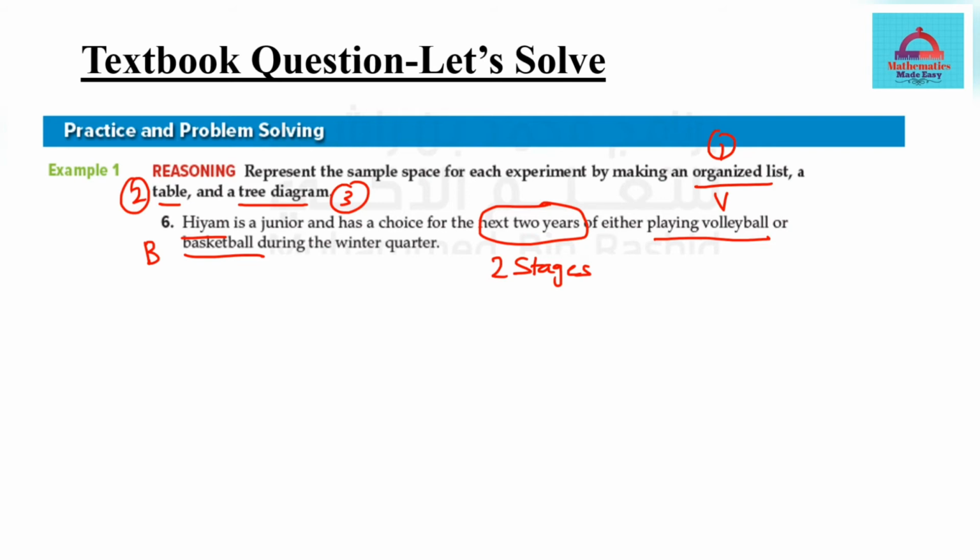Now I have 2 options. Either I can write V for both the draws, or I can write V1, V2 and B1, B2.